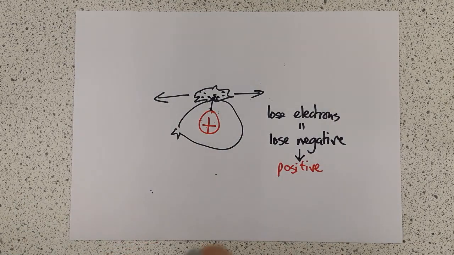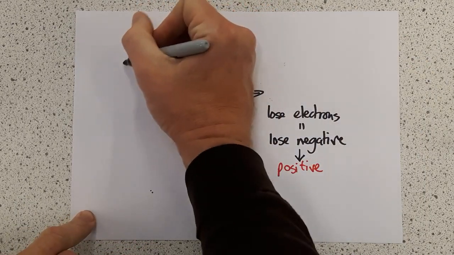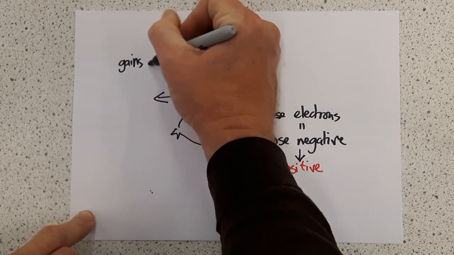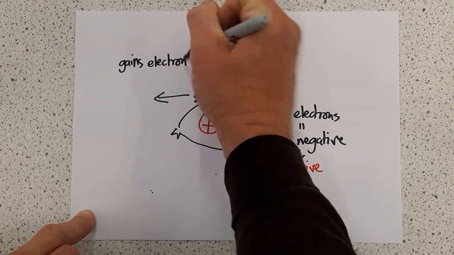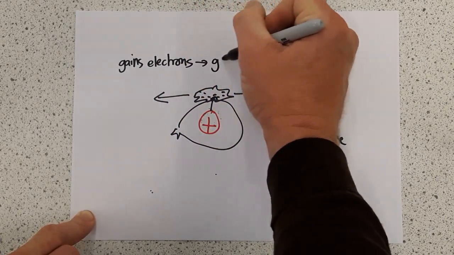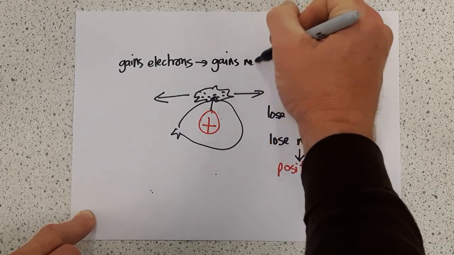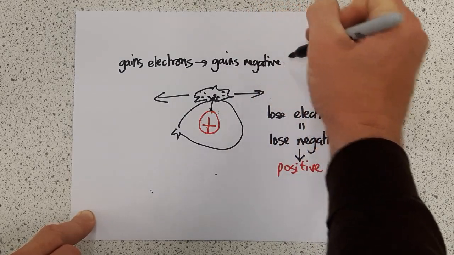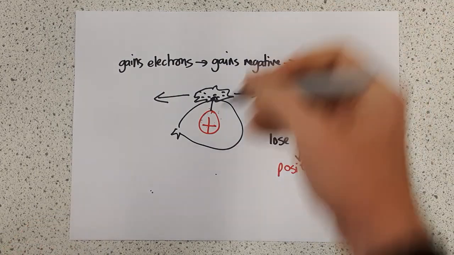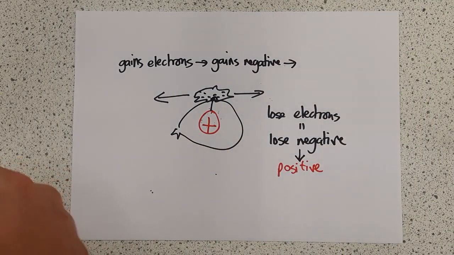Now the cloth does the opposite. The cloth gains electrons. So it gains negative charge, and therefore it ends up as a negatively charged object.